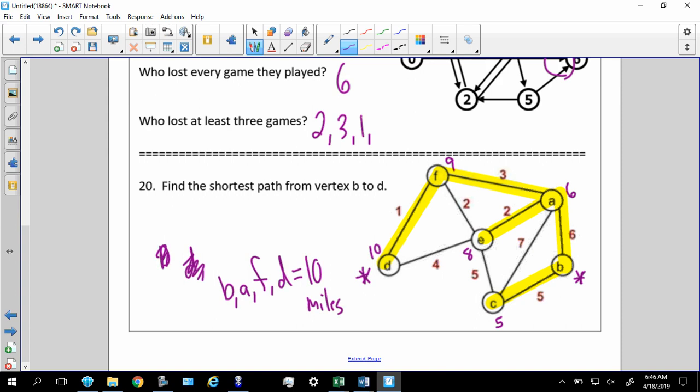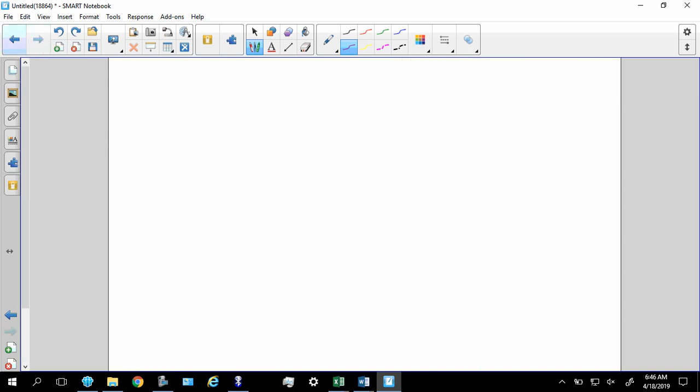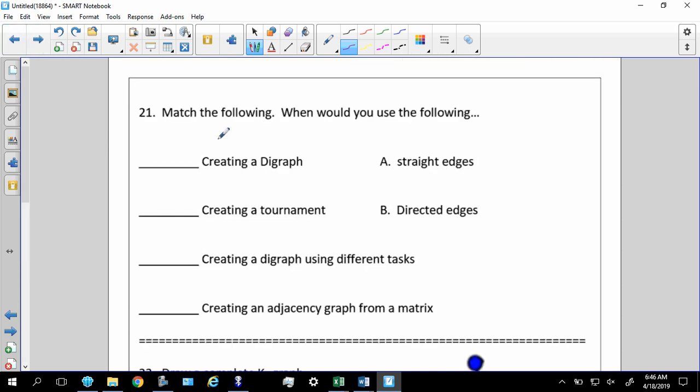All right, I think we're on the last page here. Okay, last page. Here we go. Match the following. When you're creating a digraph, you are making directed edges, which are arrows. Creating a tournament, you're making arrows. Creating a digraph again, using different tasks, arrows, and then creating adjacency graph. That would be A.